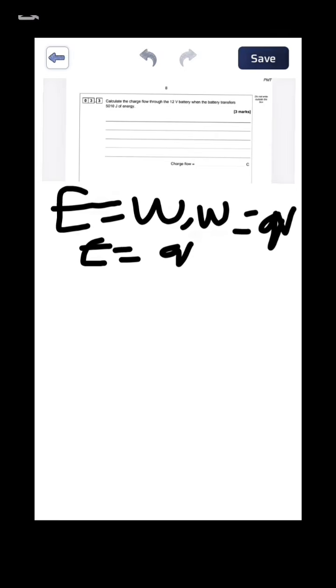So now energy in electric field is equal to what? Work done. And our work done is QV. So you can still say energy is equal to QV. Our Q is the charge and our V is the voltage. So what is our Q here? Our Q here is unknown, which is the charge. That is what we are looking for.